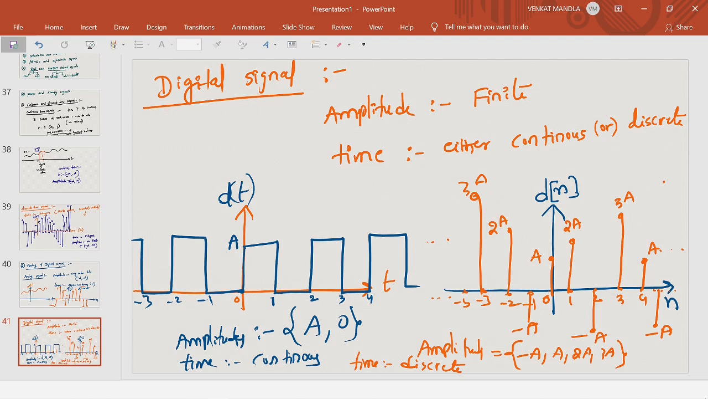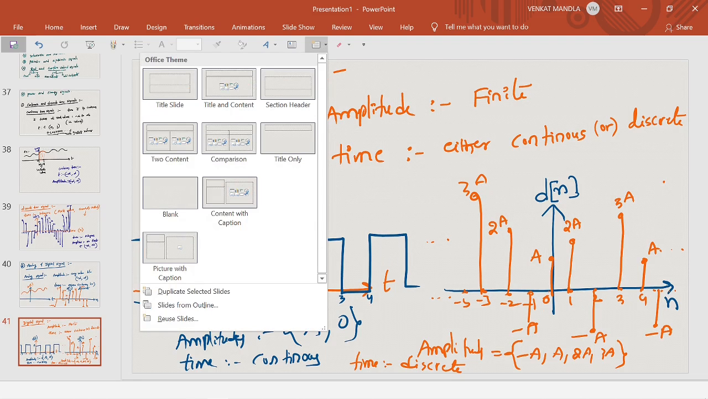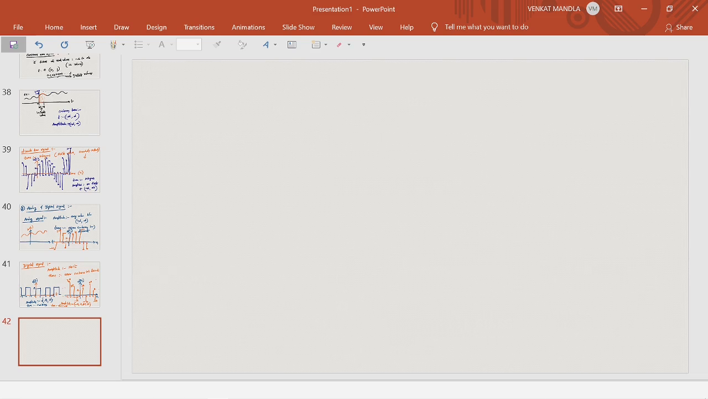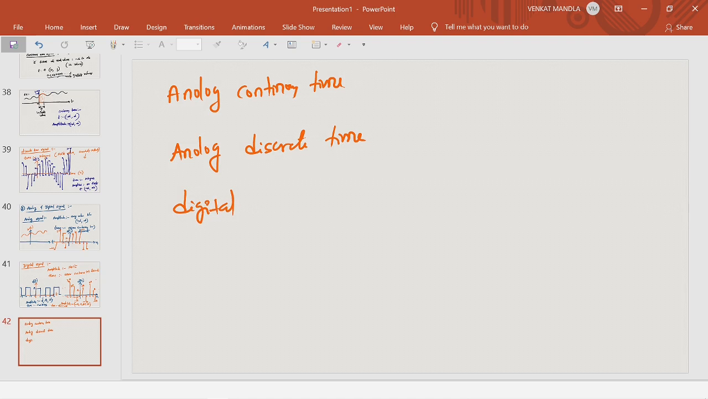So I will summarize these things. Analog, continuous time. Analog, discrete time. Digital, continuous time. Digital, discrete time. So these are 4 possible ways to represent the signal.